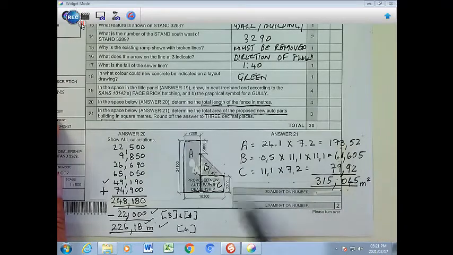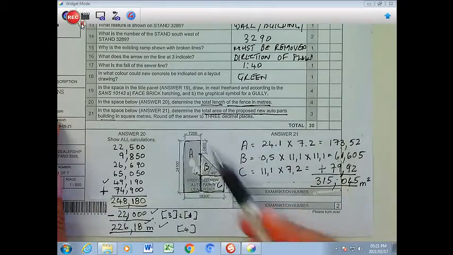61,605. And then of course C here is the subtracted part here, which is 11.1 times 7.2 gives us 79,92. Adding up all of those gives me 315,045 as an answer to the area of this proposed new auto parts building center.